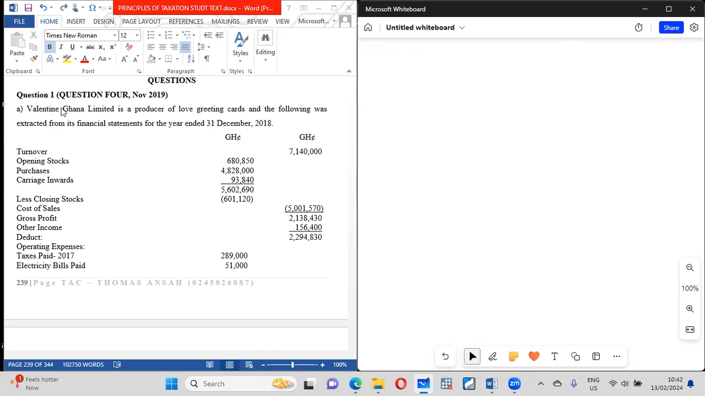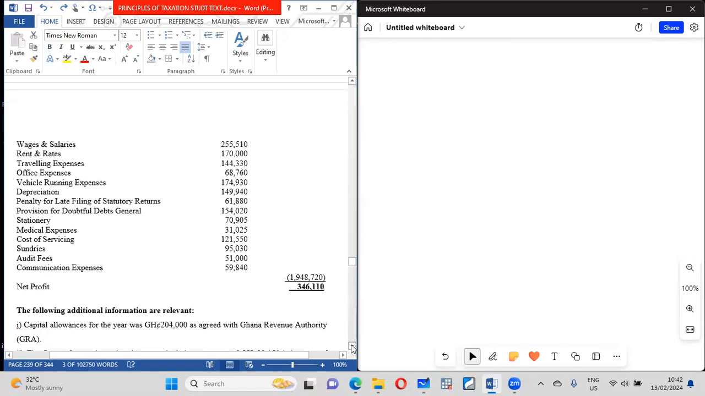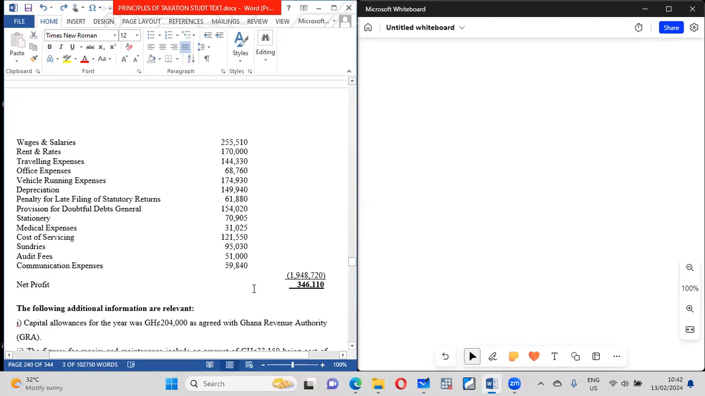We are given Valentine Ghana Limited, a producer of love greeting cards, and the following are extracted from the financial statement. We have the sales, the opening stock, carriage inwards, purchases, closing stock, cost of sales, gross profit, other income, trading expenses, and tax paid last year. So what do we do? Your approach is that you pick the net profit they had before tax.